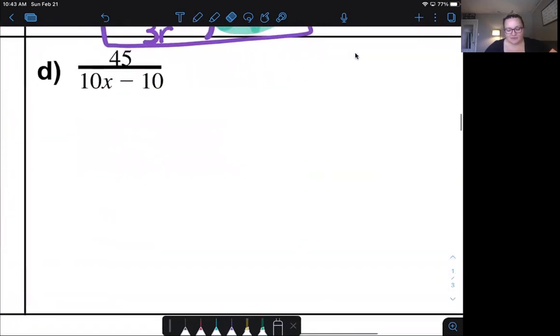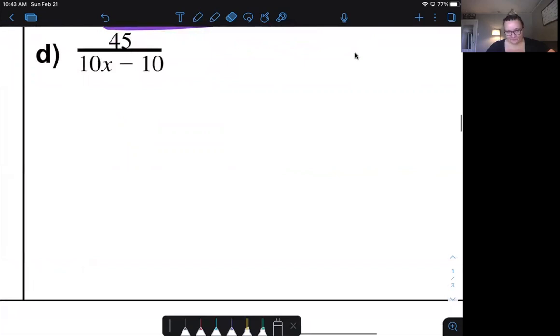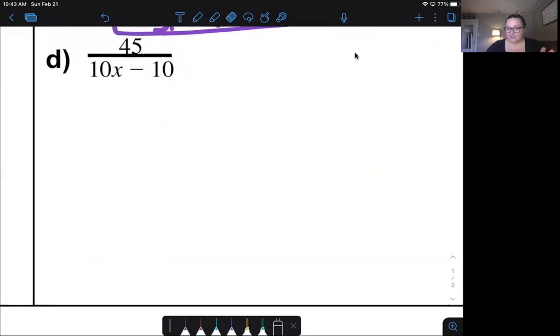All right, part D. So 45 over 10x minus 10. So you're going to factor this thing, you're going to simplify it, and then you're going to state any restrictions on the variable. Go ahead and give it a shot. Press pause and then press play when you're ready to check your work.